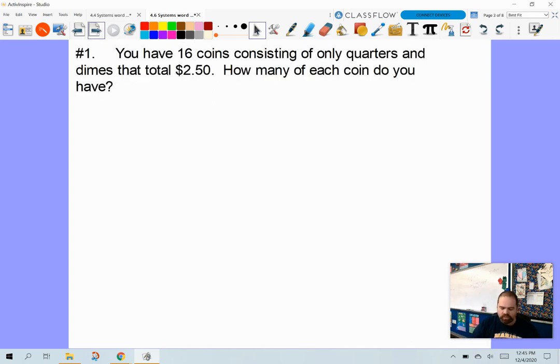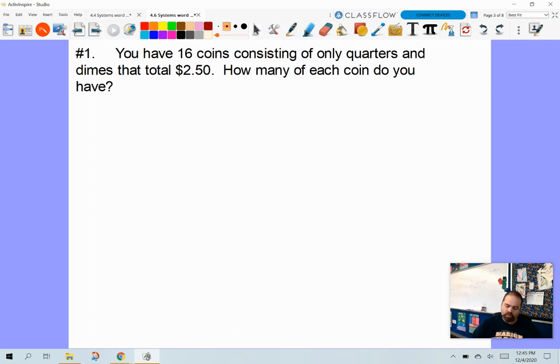Okay, so here's our first problem. You have 16 coins consisting of only quarters and dimes. So no pennies, no nickels in your pocket, just quarters and dimes. And the total is $2.50. How many of each coin do you have? Now, that may not seem like a whole lot of information, but there's some things that you already know. You know what a quarter is worth. You know what a dime is worth. So we have those numbers in our head already that we can use to set these up.